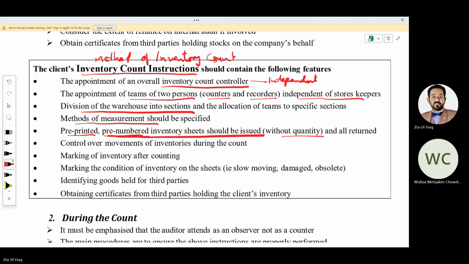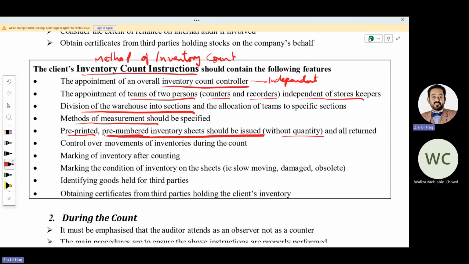Why? Suppose you have given 10 sheets to 5 different teams, 2 sheets each team. And after the count, the count team has returned 9 sheets, 1 sheet is missing. If they are not pre-numbered, can you identify which sheet is missing? Which team has been handed over that sheet? If they are pre-numbered, you can identify which number sheet is missing and from whom it is missing.